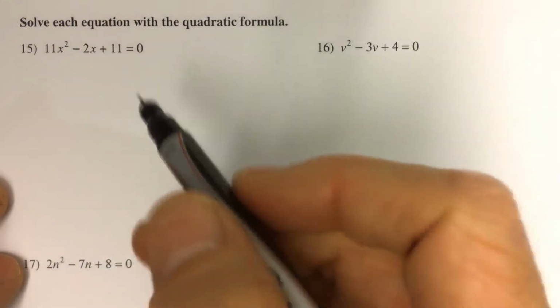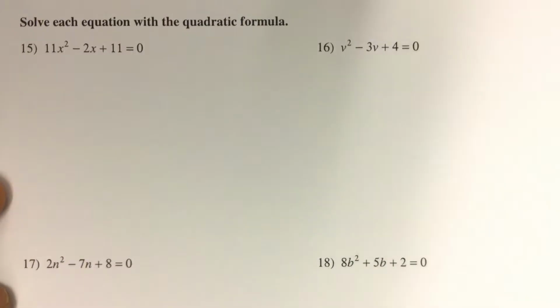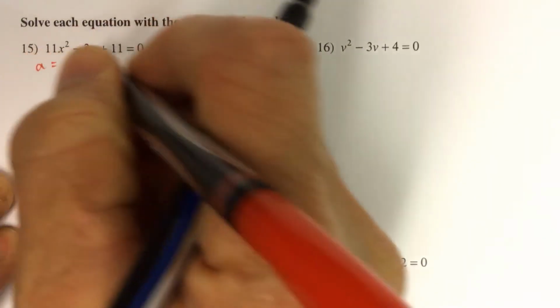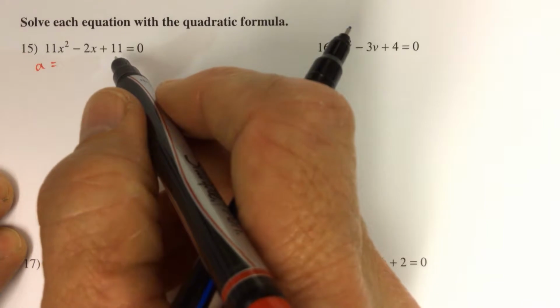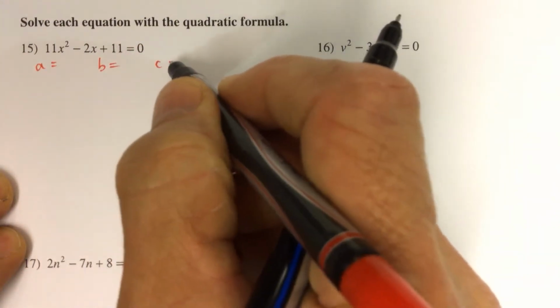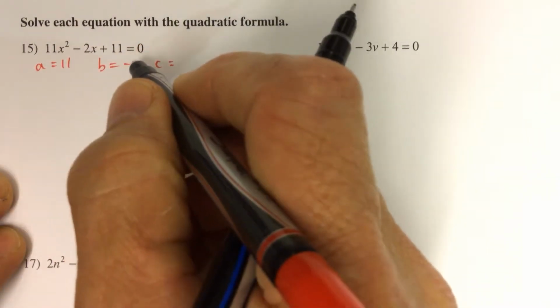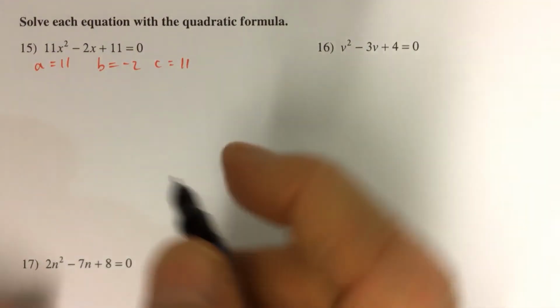For problem numbers 15 through 18, we're going to see here that we've got them all in standard form, and therefore I'm going to assume that these don't factor. In fact, I already know they don't factor. So we're going to list the A, the B, and the C, and we're going to use the quadratic formula to figure out what the solutions are for each of these equations.